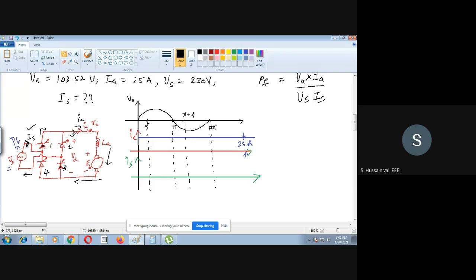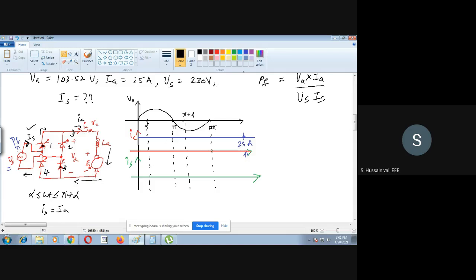So IS is flowing in the same direction as IA, between alpha to pi plus alpha. Why pi plus alpha? Because we have seen last class itself that from alpha to pi plus alpha, 1 and 3 will conduct. So when 1 and 3 are conducting, IS is equal to IA. Just check yourself, just apply KCL, then you will understand this. 1 and 3 are conducting, supply voltage, thyristor, and the motor. So what is the current in the motor? That is IA. And what is the direction of IS? IS direction is the same as the IA direction. Both are from left side to right side. So IS is equal to IA from alpha to pi plus alpha.